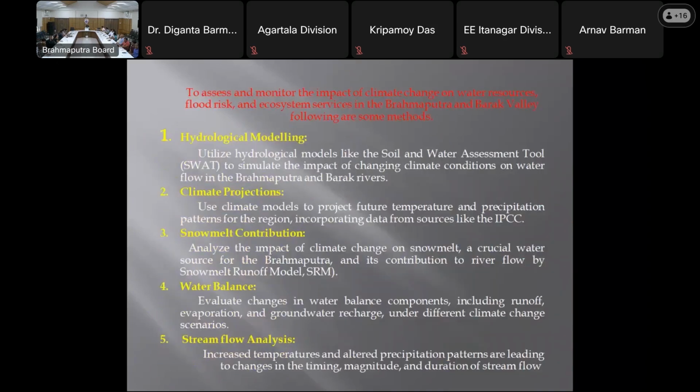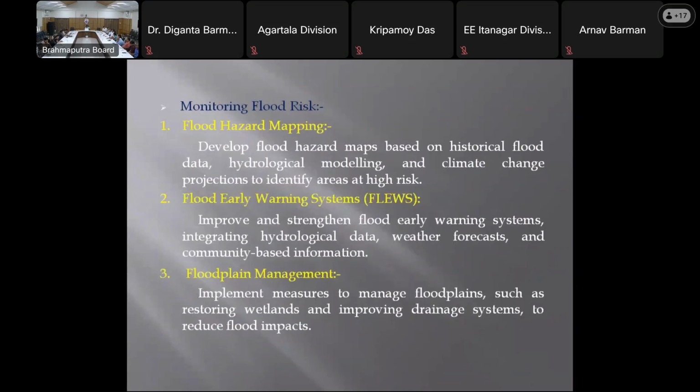And to assess and monitor the impact of climate change on the water resources in the Brahmaputra and the Barak valley basins, these are some methods. Suppose one, hydrological modeling using the SWAT model, means the Soil and Water Assessment Tool. And next, the climate projection, means climate models, means the computer simulation methods. Now, next is thermal contribution and water balance and stream flow analysis. Now, the rest part will be delivered by my friend Jayanta Das.